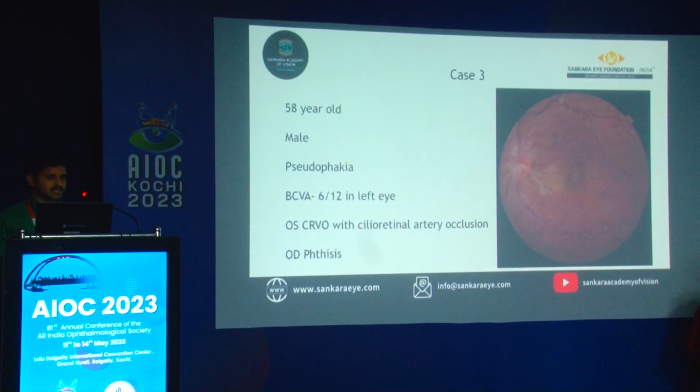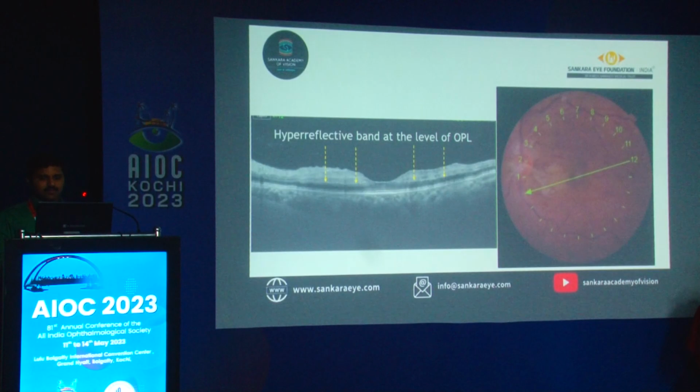So again, what we need to understand is that it's a biomarker of poor functional outcome. Moving on to another case, a 58-year-old gentleman presented with a central retinal vein occlusion with a cilioretinal artery occlusion in his left eye. He was one-eyed. At that time we could see an area of retinal whitening corresponding to the area of cilioretinal artery occlusion, but even in other areas we could see a hyperreflective band at the level of the outer plexiform layer. This hyperreflective band is termed the prominent middle limiting membrane. So why do we need to know this?